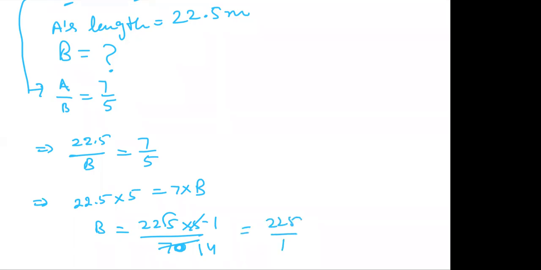225/14, can we find the value? When you divide it, you will get the answer in decimal. So 16.07. This is the length of the shorter rope, 16.07 meter.